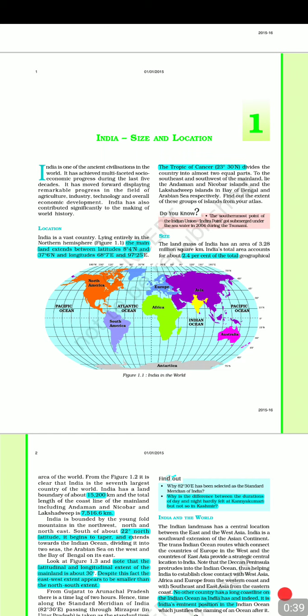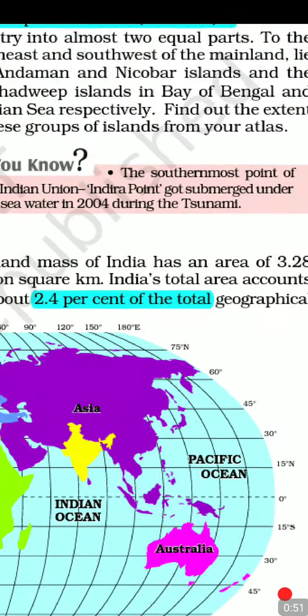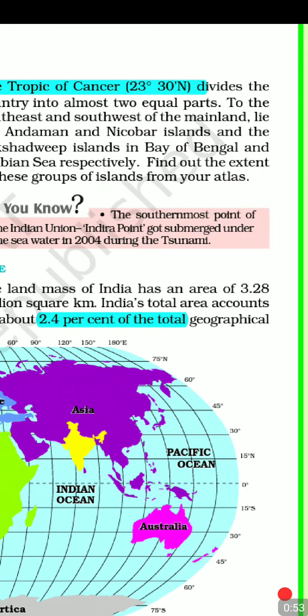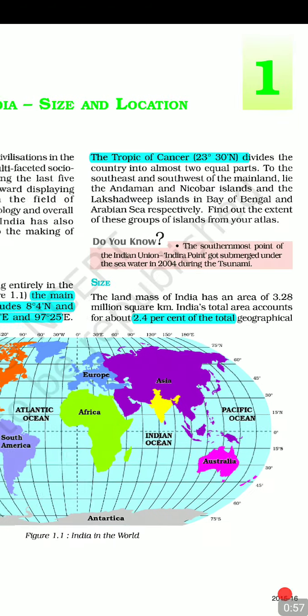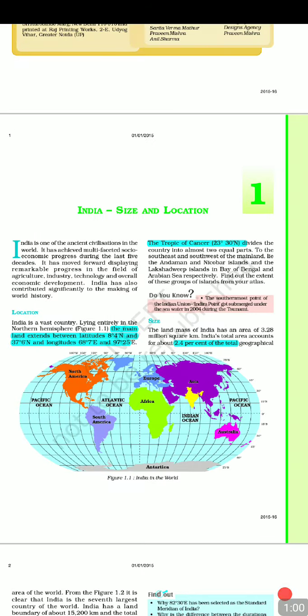In terms of size, 3.28 million square kilometers, 3.29 million square kilometers. India's area total accounts for 2.4% of the total geographical area of the world, right? Now, how will you remember this 3.28? See, 3 square is 9, right? So 3.29 million square kilometers.